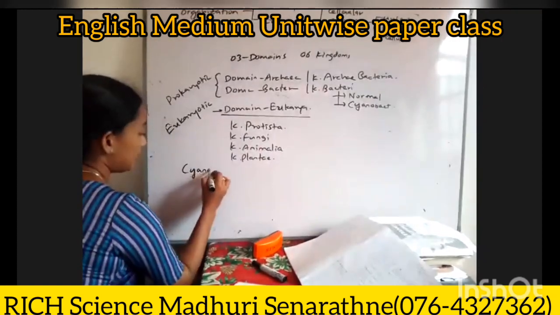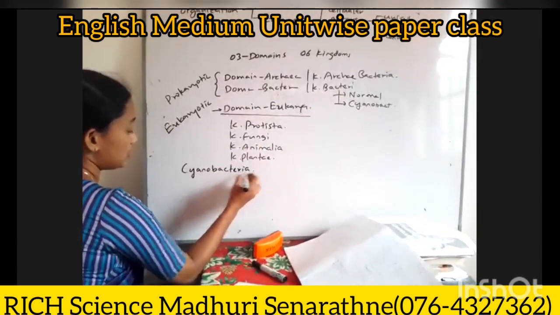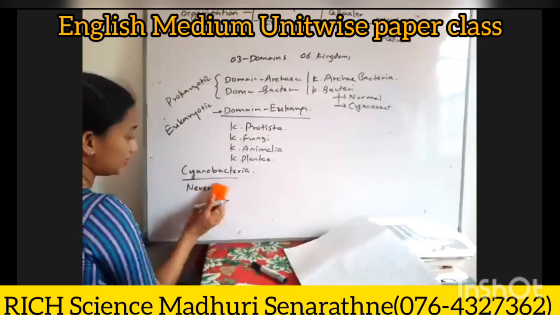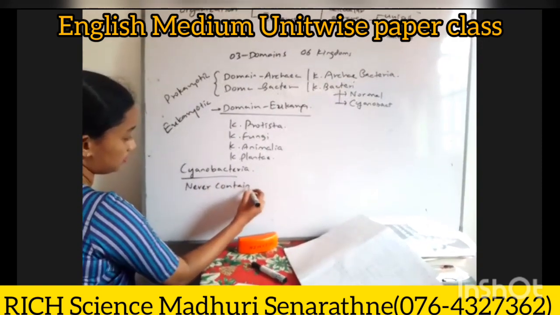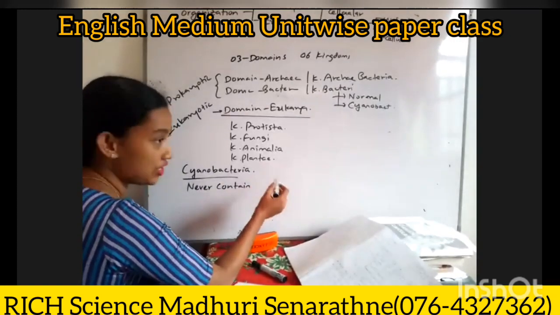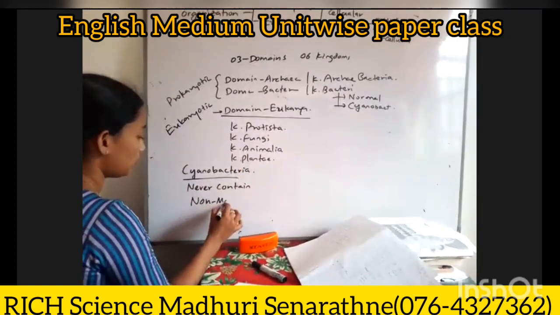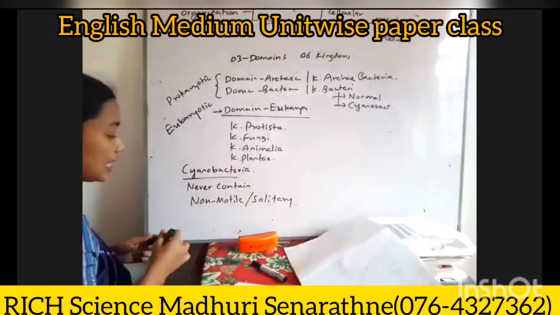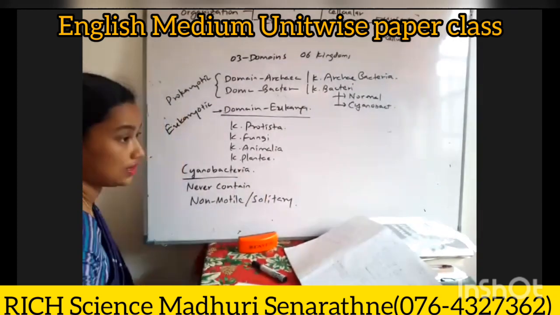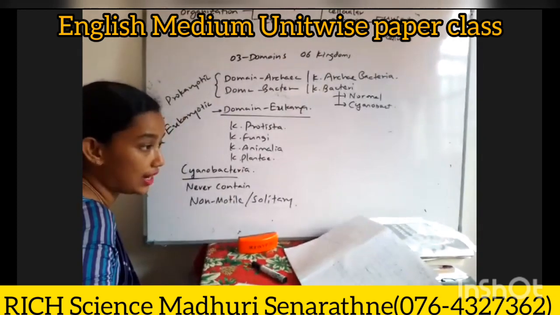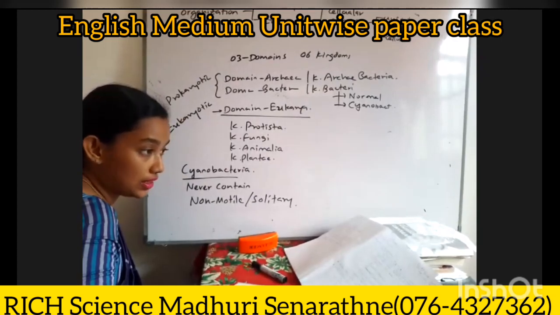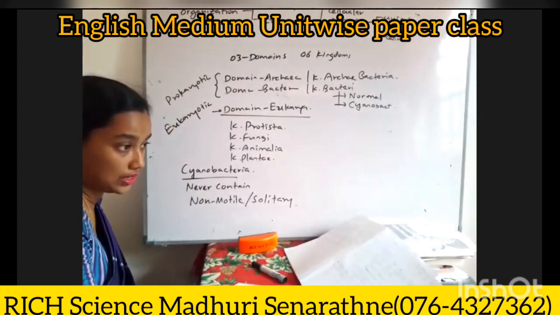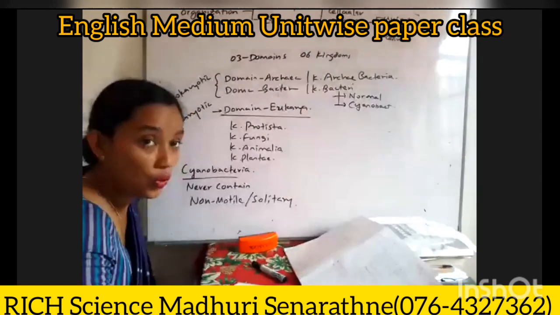Remember that cyanobacteria never contain locomotory appendages like cilia and flagella. That means they are non-motile, solitary organisms. Therefore, they do not contain flagella. They contain photosynthetic pigments. That means they perform photosynthesis. But they have no chloroplast.